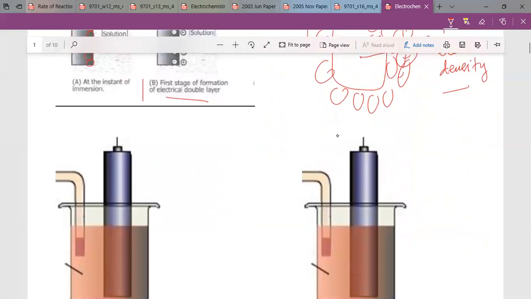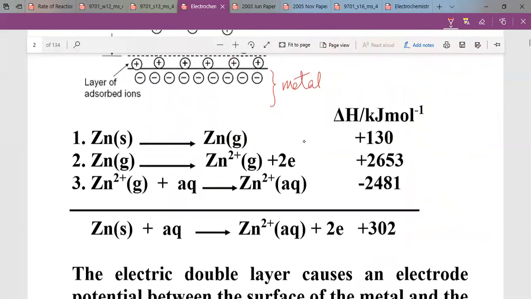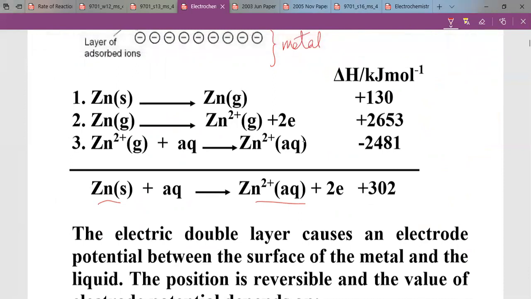Now, let me take you here to two metals. If it's zinc, now this is the thermochemistry part of it. For zinc to become Zn2+ aqueous, this is the whole equation here. So zinc has to first become gas, right? This is your heat of what? Atomization. From here to here.